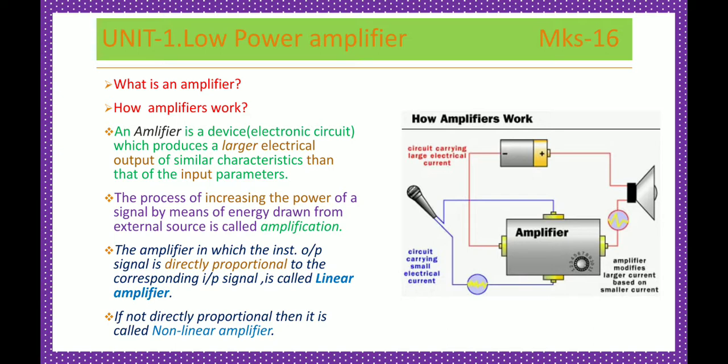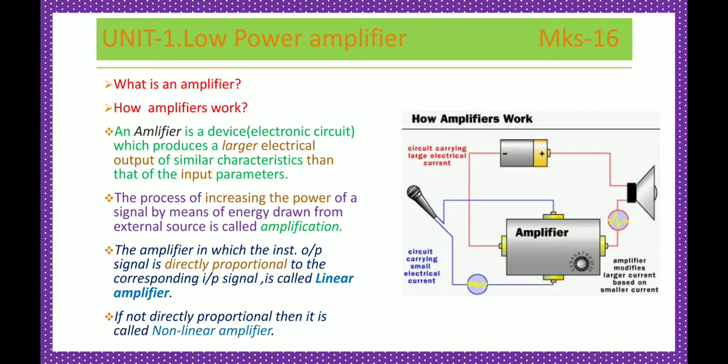First we must understand what an amplifier is, how an amplifier works, and what a power amplifier is. Basically, an amplifier is a device, an electronic circuit, which produces a larger electrical output of similar characteristics to that of the input parameters. The process of increasing the power of a signal by means of energy drawn from an external source is called amplification. So a battery or external energy is required to amplify the input signal.